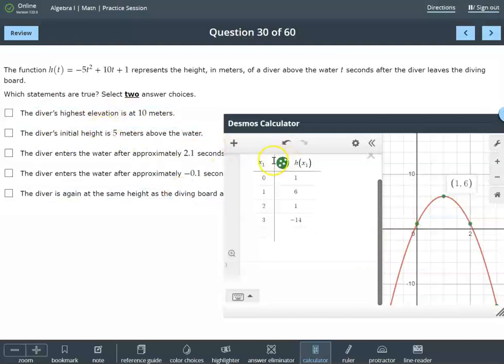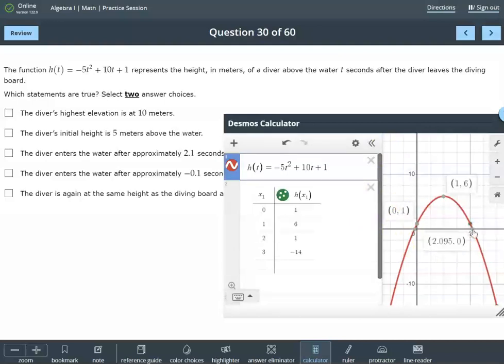The diver's initial height is 5 feet above the water. So click here. That is not true. It looks like the initial height is not 5 meters, but 1 meter above the water. The diver enters the water after approximately 2.1 seconds. Okay, that might be true.